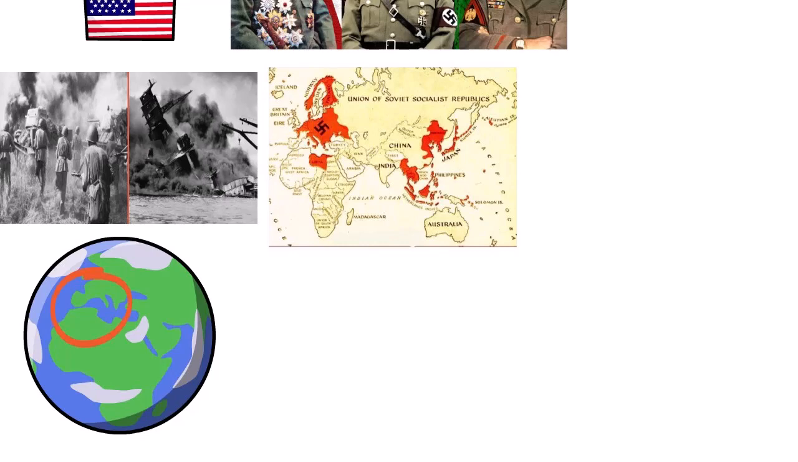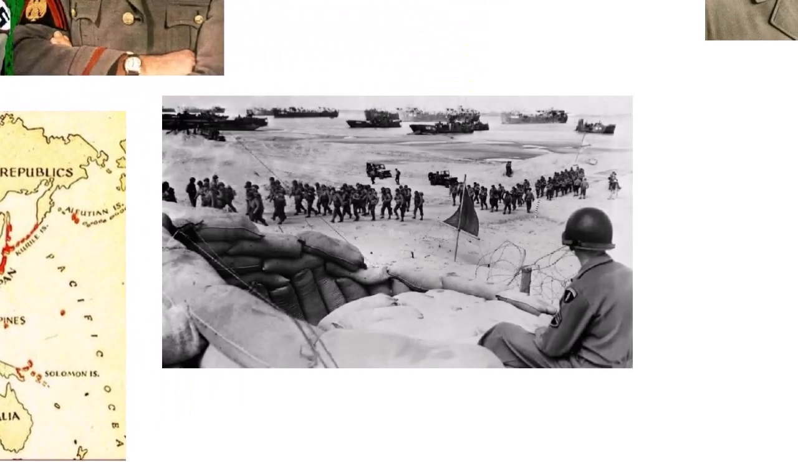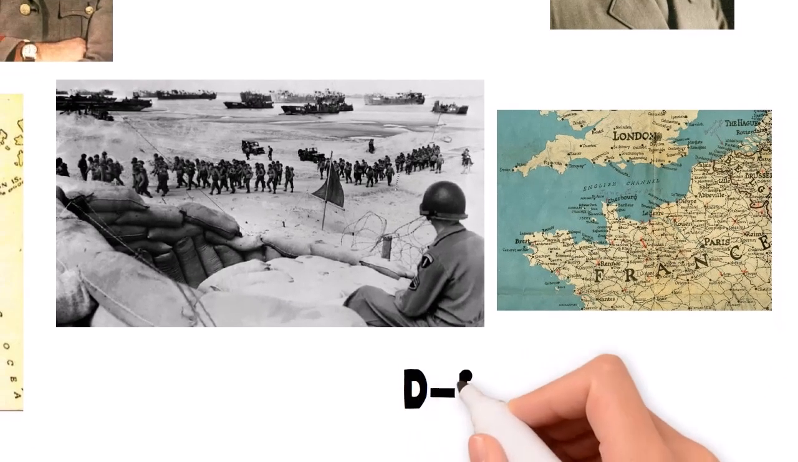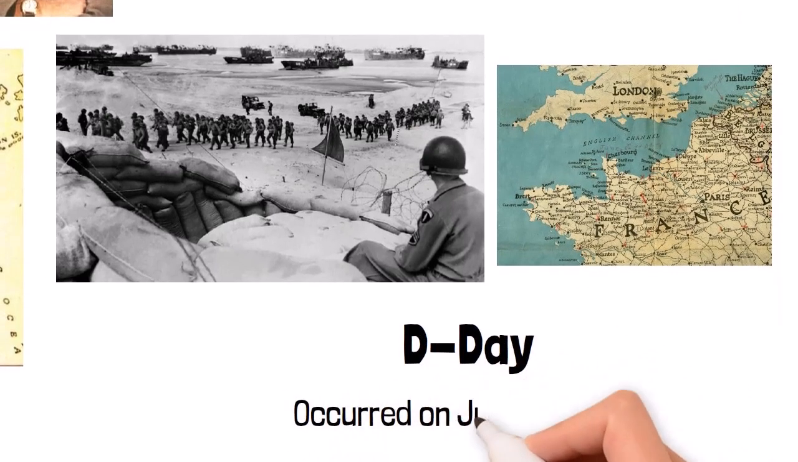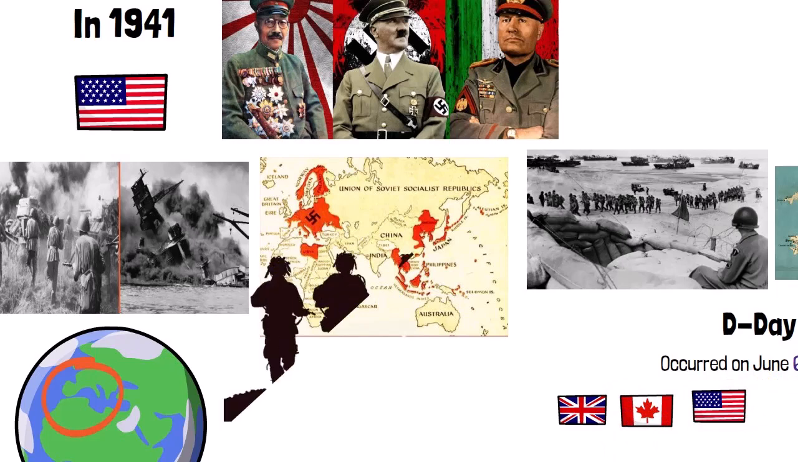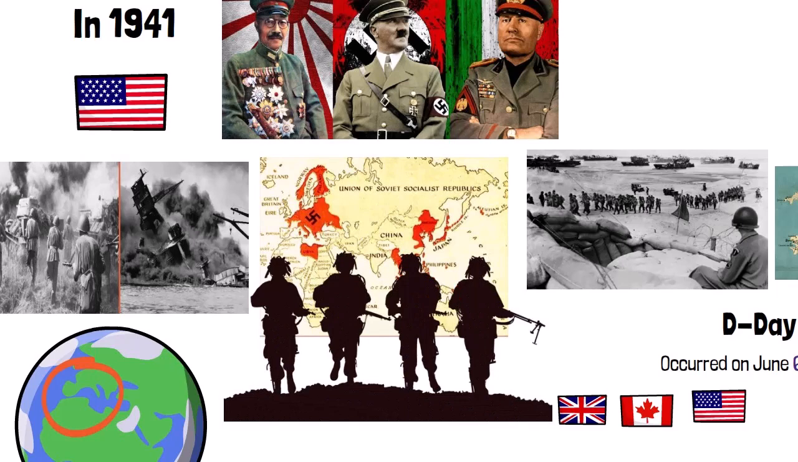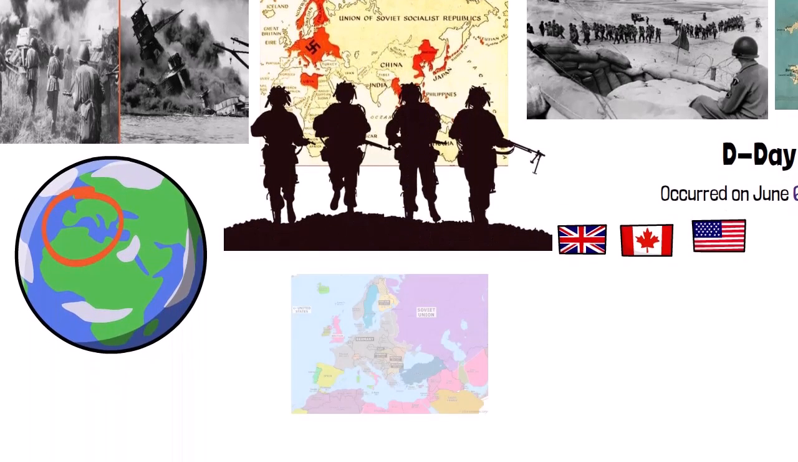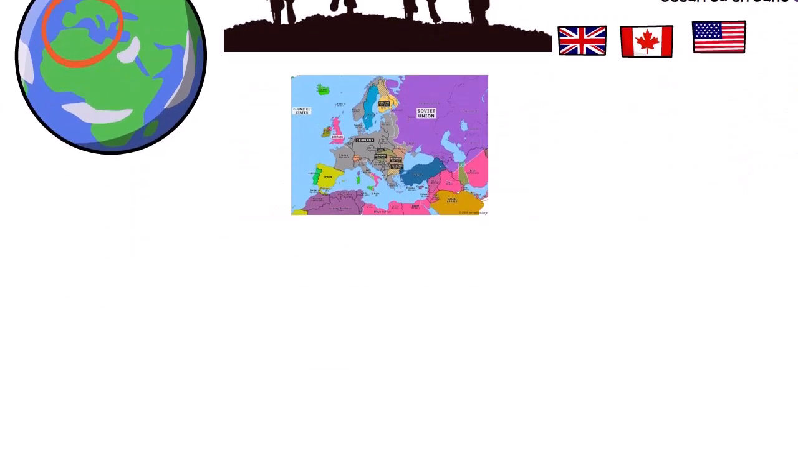One of the most significant events of the war was the Normandy invasion, also known as D-Day, which occurred on June 6, 1944. This operation was a major Allied invasion of Europe, led by the US, UK, and Canada, and it allowed the Allies to gain a foothold on the continent and begin pushing the German army back. The Soviet Union also made significant gains in the East, eventually liberating much of Eastern Europe and entering Germany.